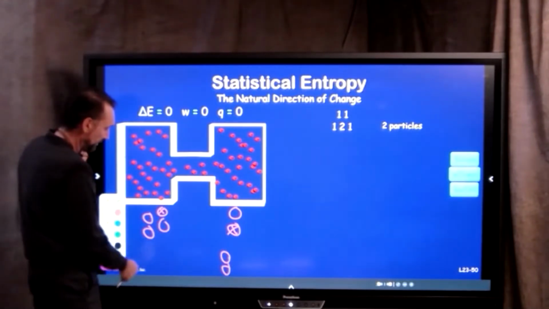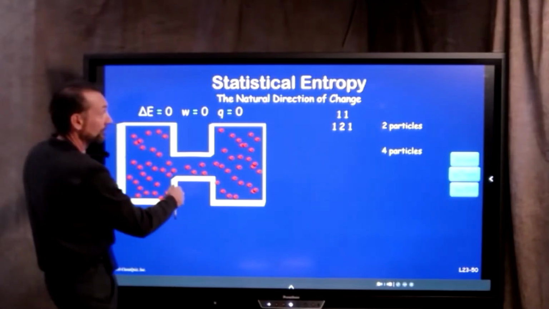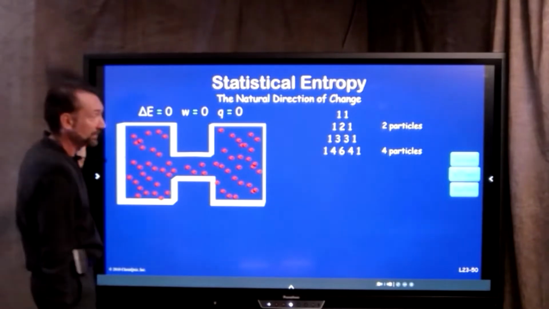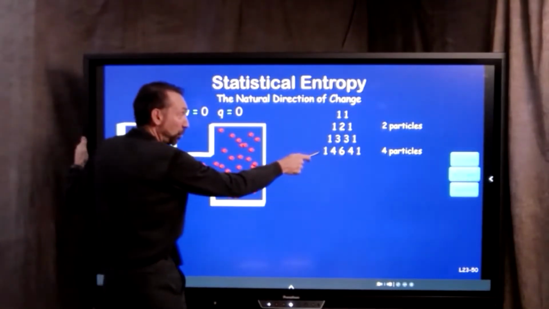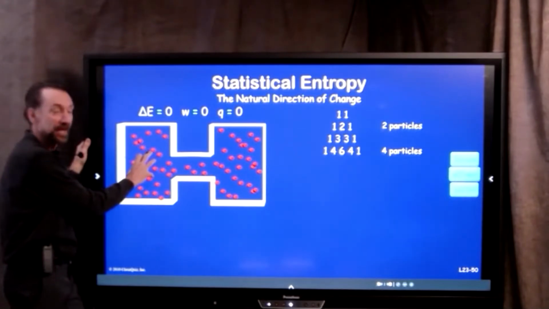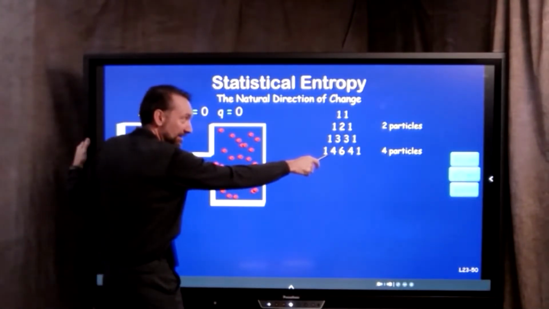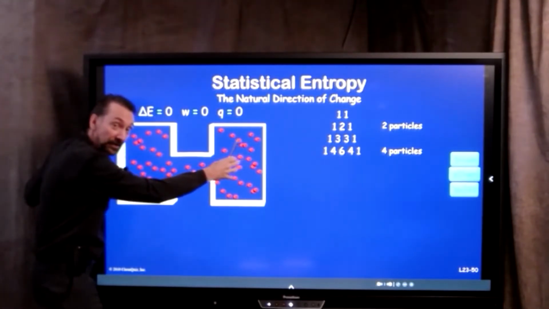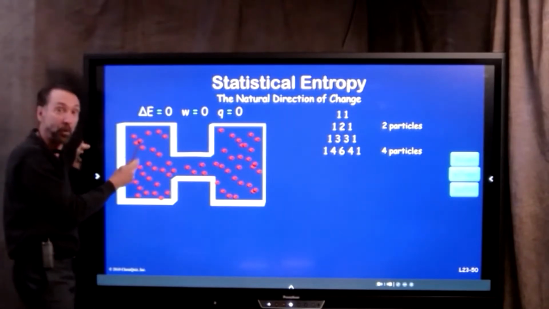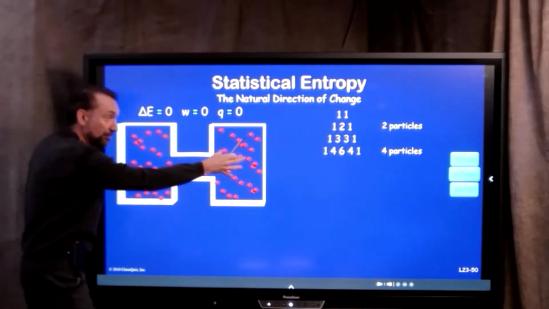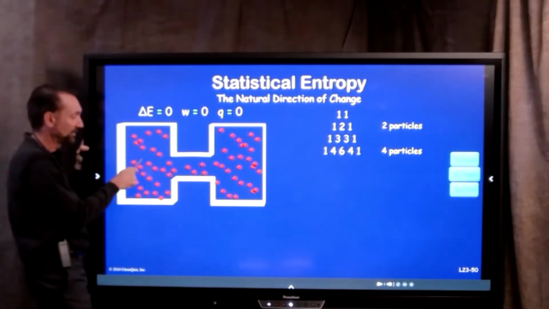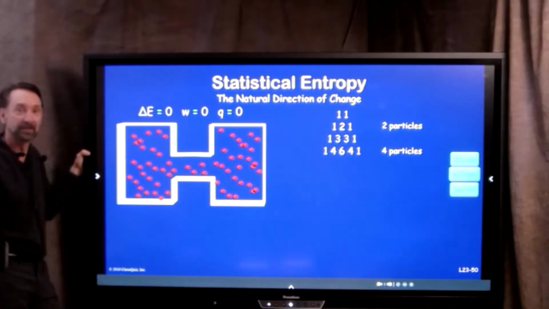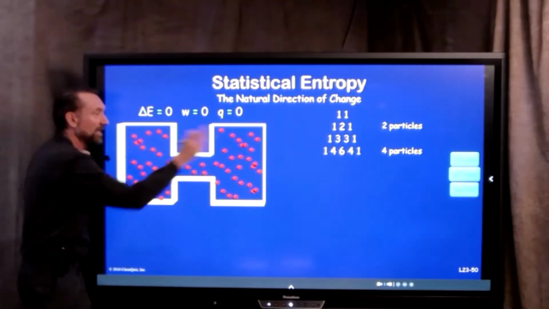So let's continue that analysis. Relatively simple. We'll go from 3 to 4 particles. So now I have 4 particles, and the same thing. There's 1 way to have all 4 of them on one side. There's 4 ways to have 1 on one side and 3 on the other. And that should be obvious. It could be any one of the 4 on one side and the other 3 on the other side. 4 ways to do it. Any of the 4 could be over here. There's 6 ways to do the 2 particles on one side and 2 particles on the other side.